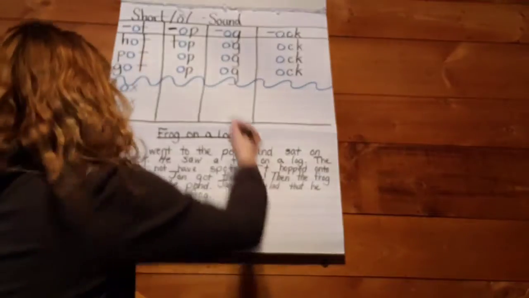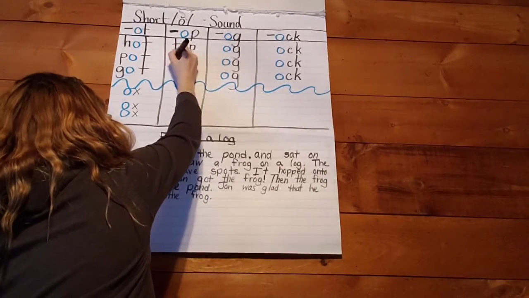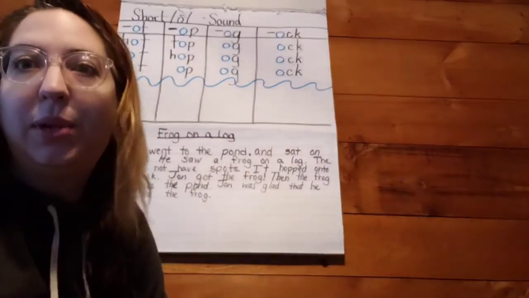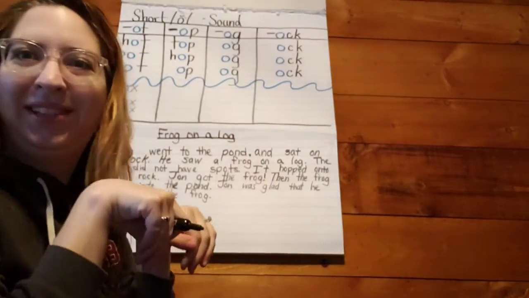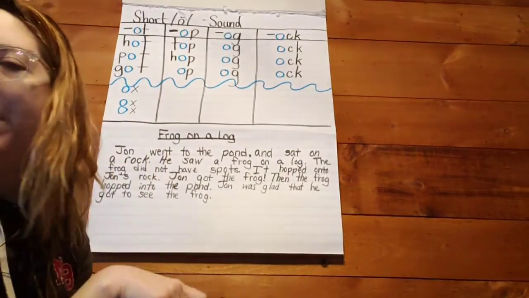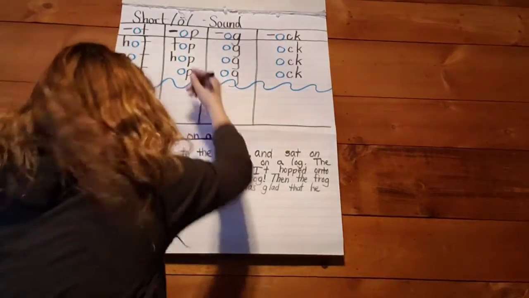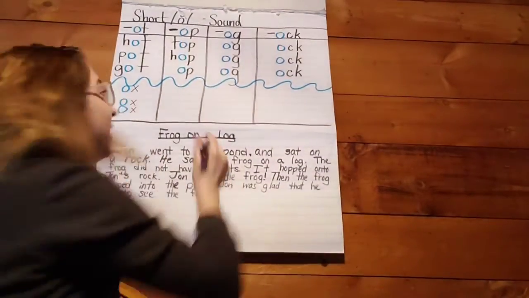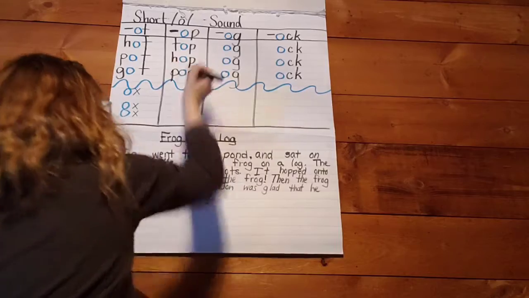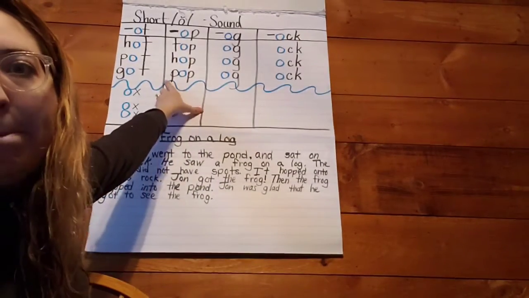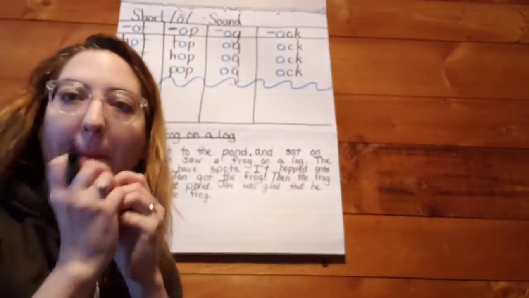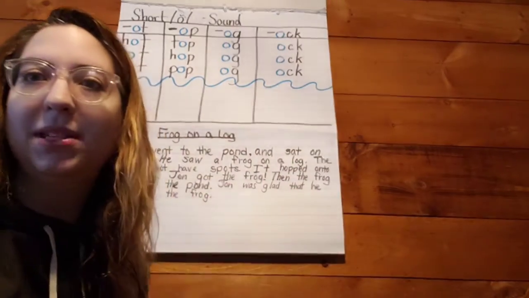If we put the letter H, that makes the word hop. Like a bunny hops, a frog hops, okay? Hop. Repeat that sound. Let's put the letter T. Oh, I already did T. I'm sorry, the letter P. That makes the word pop. Like a balloon pop. So you blow a bubble and it pops.